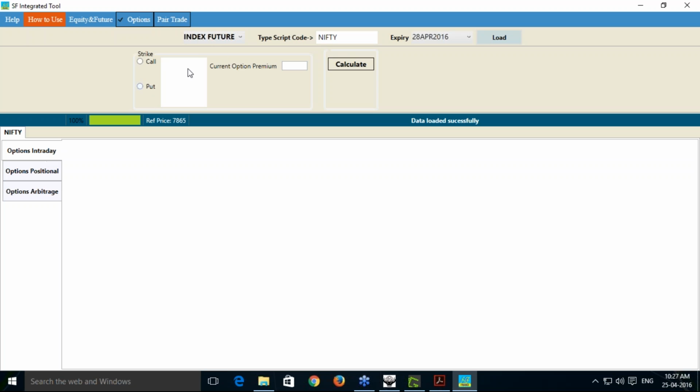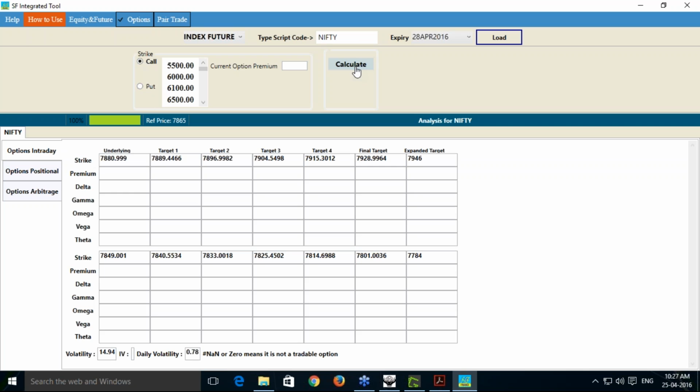One is option intraday. Suppose I am doing a calculation here, Nifty I have loaded, and it is telling me these are the trends for the day. Currently 80.49. Daily volatility 0.78, so it is maintaining 15% volatility. Currently at 7865 level, if it falls below 7849, then the downtrend may bring it to 7800 level. If it crosses 81, it can bring it to this level.